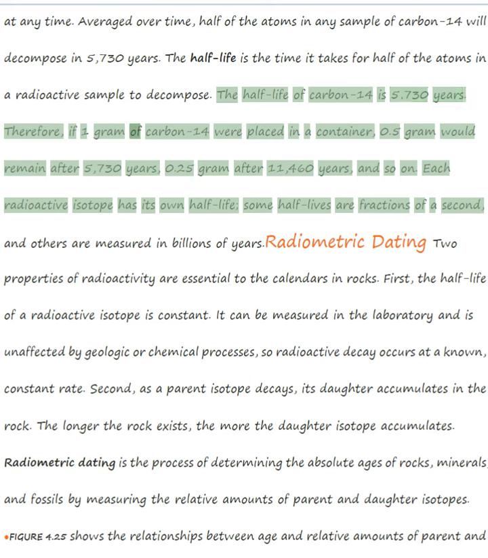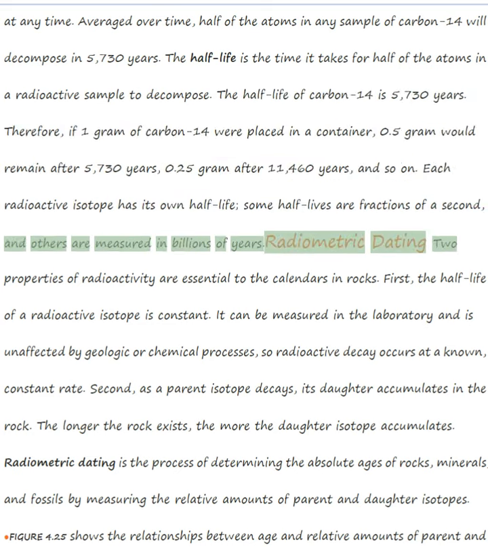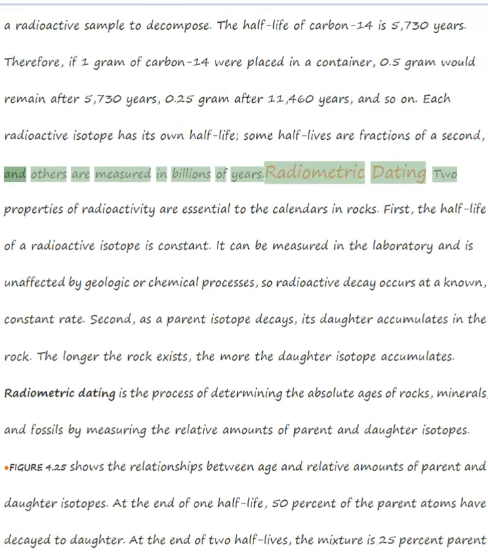Therefore, if 1 gram of carbon-14 were placed in a container, 0.5 gram would remain after 5,730 years, 0.25 gram after 11,460 years, and so on. Each radioactive isotope has its own half-life. Some half-lives are fractions of a second, and others are measured in billions of years.